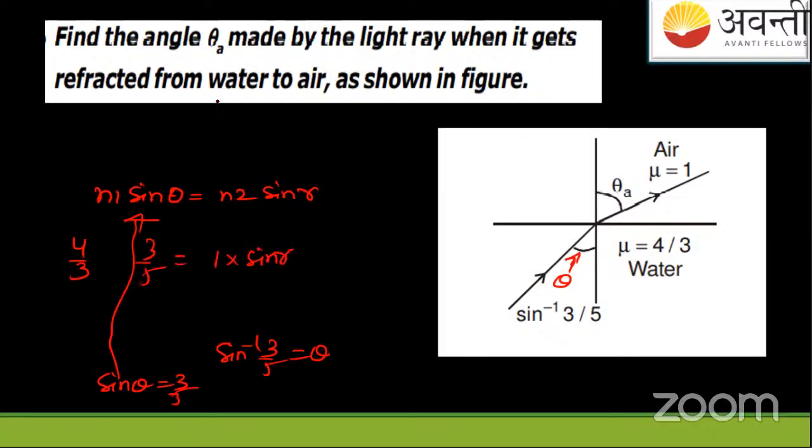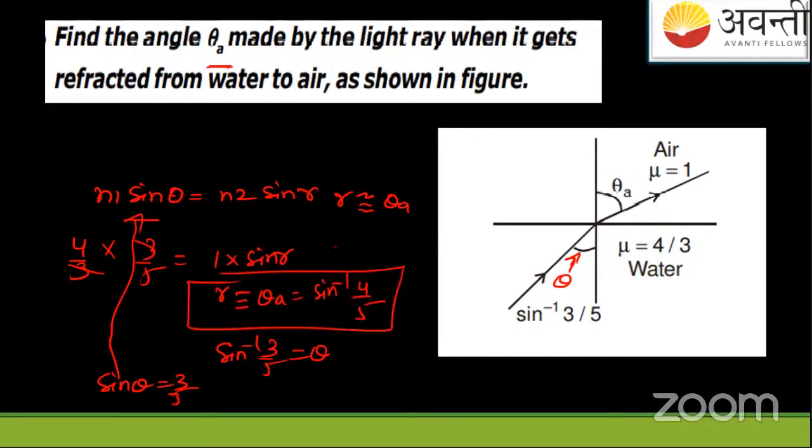You need the angle R here. When you solve this, you'll get R equals sine inverse 4 by 5. That's fine. So this is your answer. We have already solved this, so doubt must not occur.